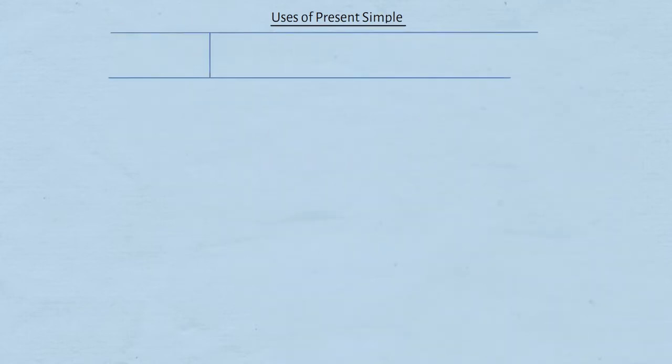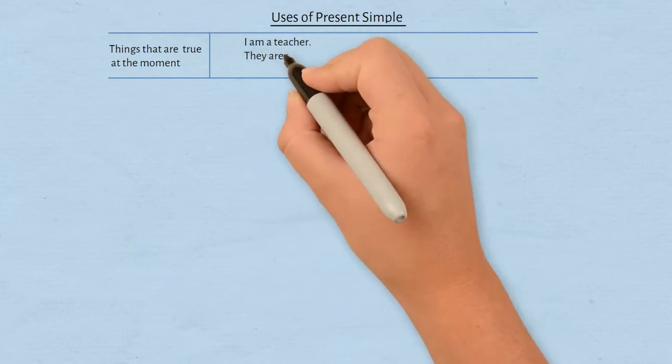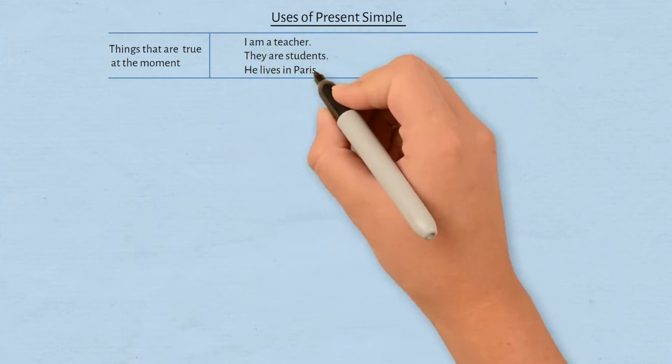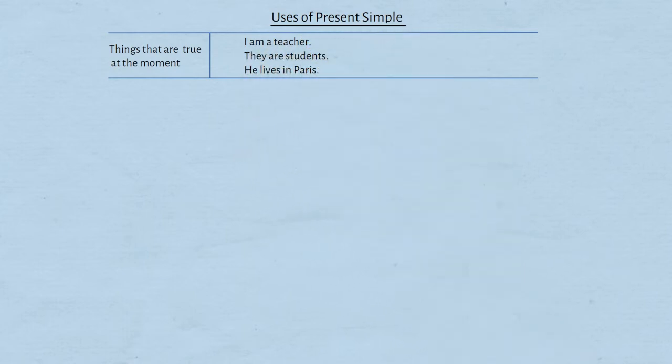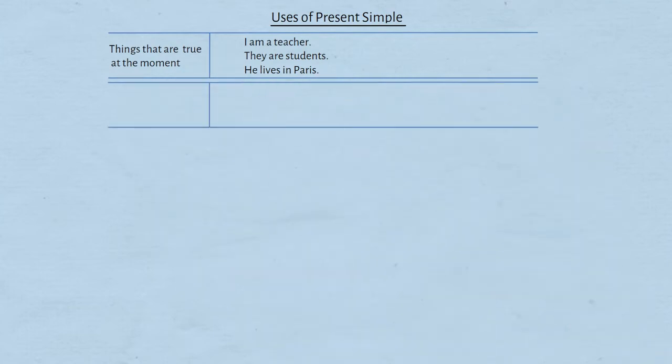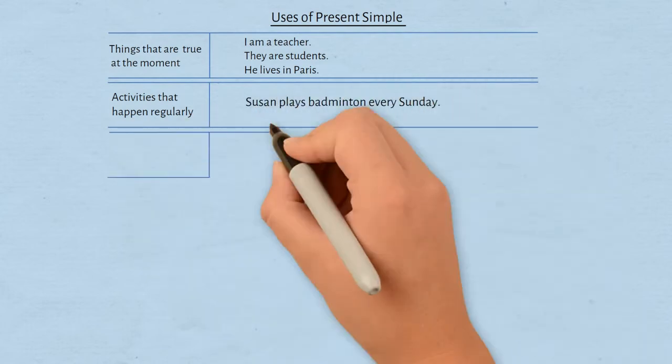Now let's learn when we can use the present simple. We use this tense to talk about things that are true at the moment, but they may change in the future. Example, I am a teacher. They are students. He lives in Paris. In all these examples, we are talking about the current situation, but it may change any time in the future. We also use this verb tense to talk about the activities that take place regularly. For example, Susan plays badminton every Sunday.